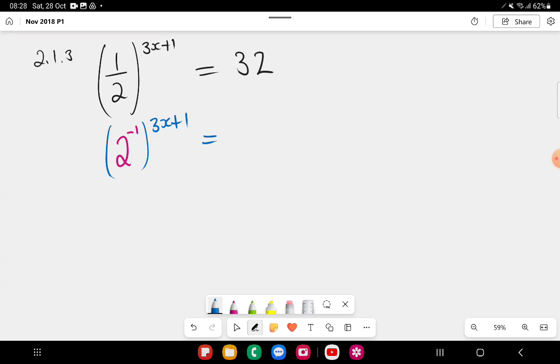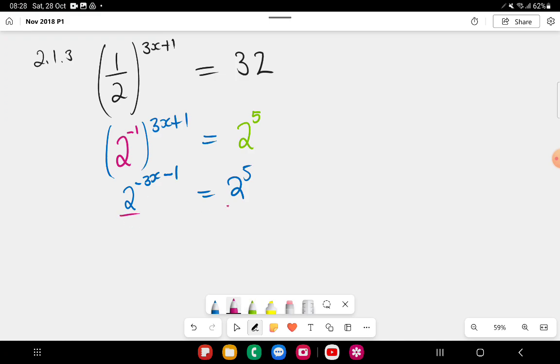No changes there. On the right hand side, I'm going to change 32 to 2, and that is 2 to the power of 5. So now I have the same base. What I'm going to do here is multiply my exponents. So this is going to be 2 to the power of negative 3x minus 1 is equal to 2 to the power of 5.